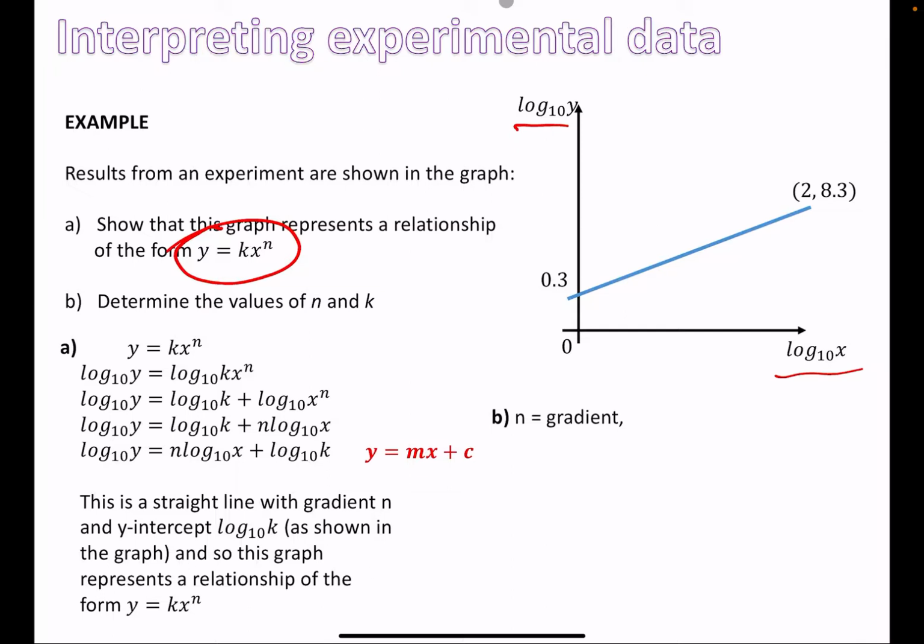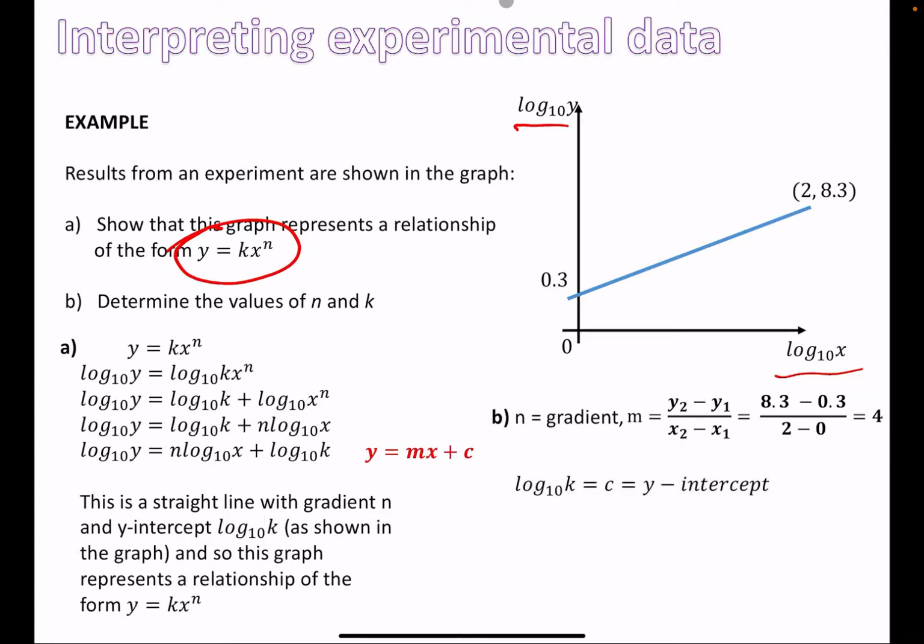Don't worry about the fact that they're different axes. We can find a gradient as normal by using the gradient formula. 0.3 is obviously a point, so you've got your x value and a y value. Plug it into your formula, it comes out as 4. So the gradient is 4, so our n value must be 4.